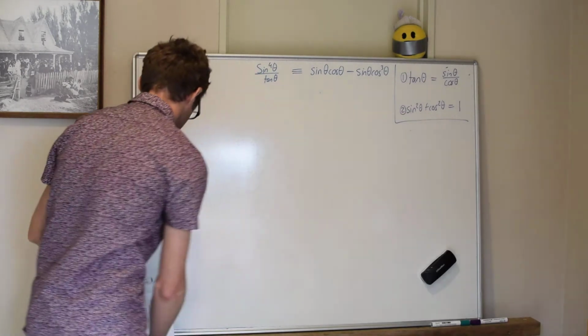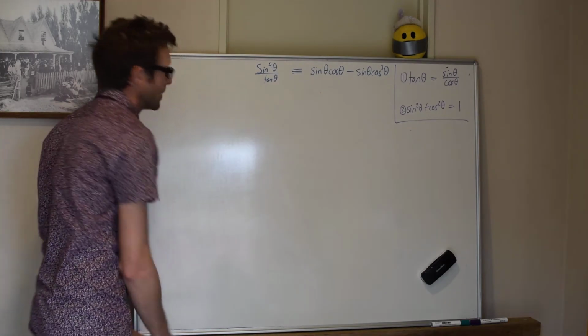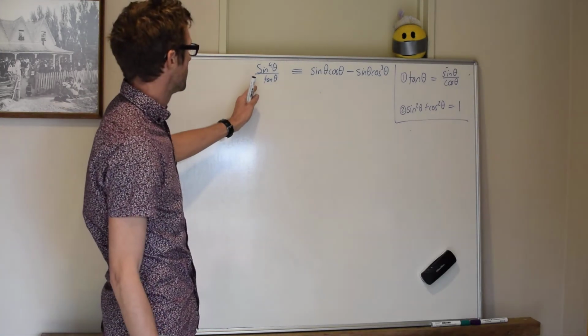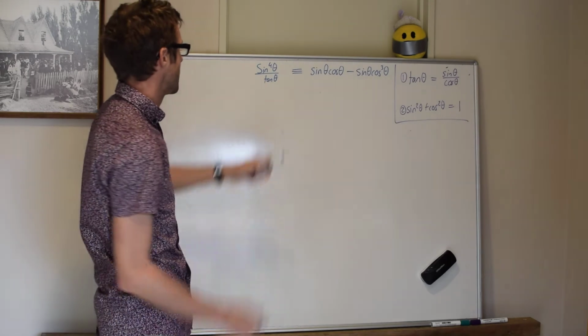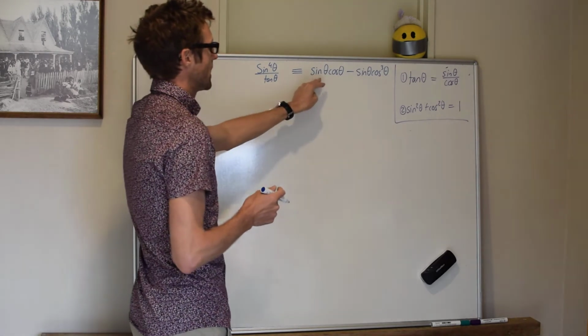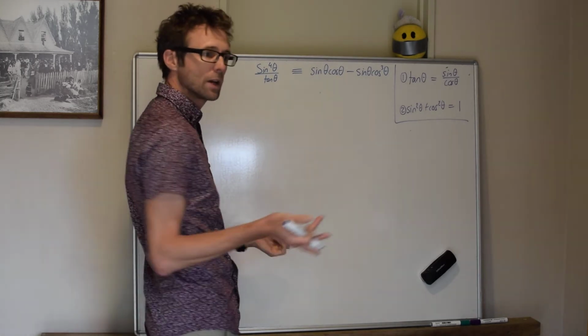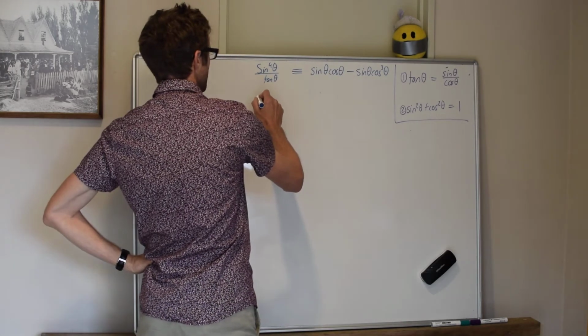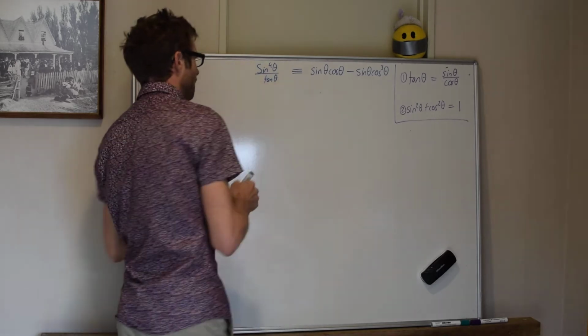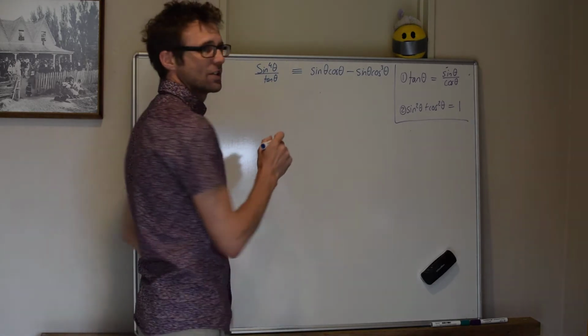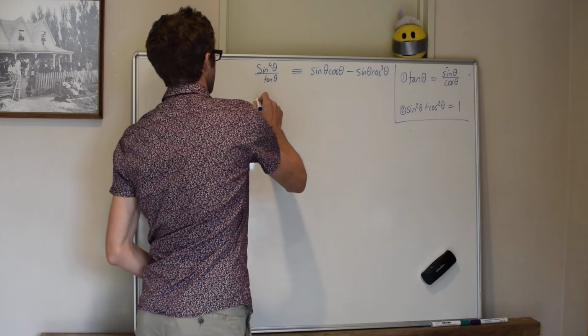Now, here's the problem that you guys were asking me about. Sine theta to the power of 4 over tan theta is equivalent to sine theta cosine theta minus sine theta cosine cubed theta. So what I'm going to do here, in my first step, is I'm going to get rid of this tan theta using my identity.